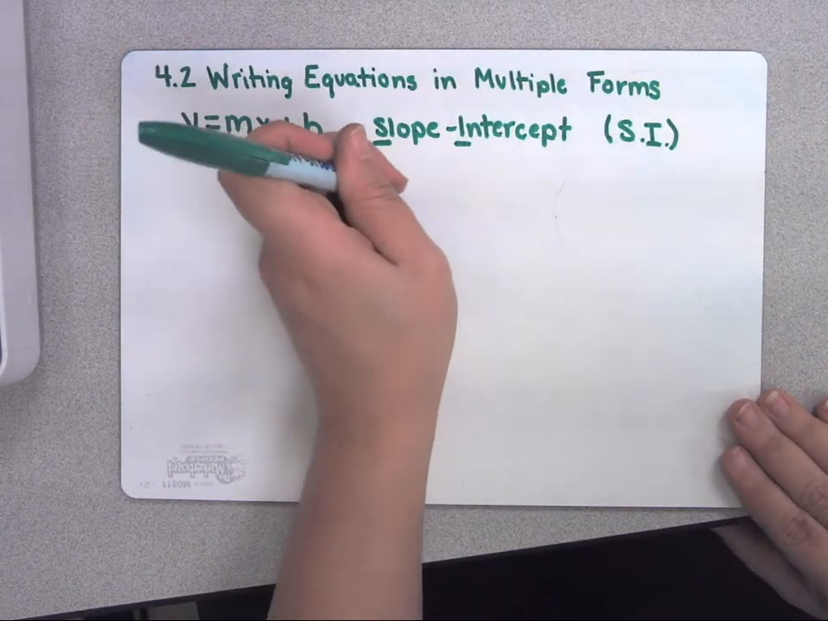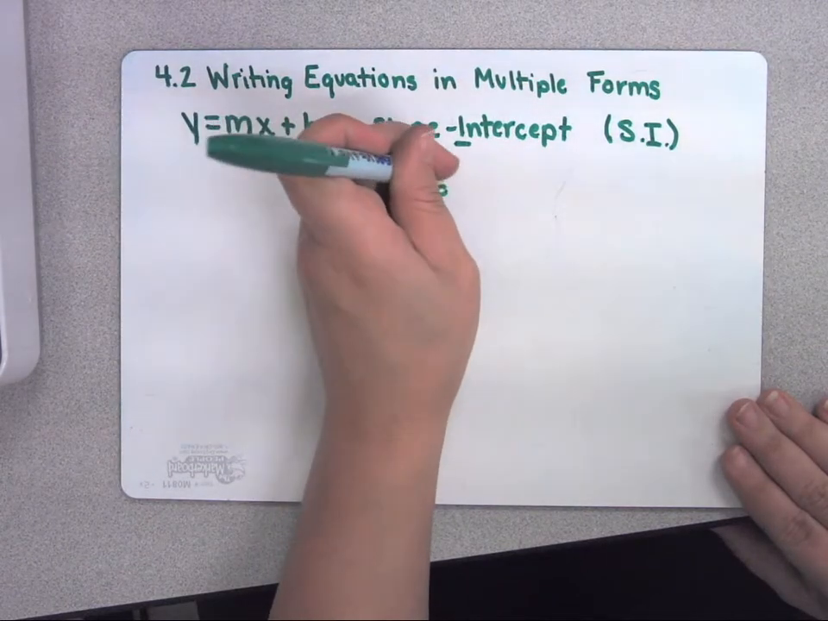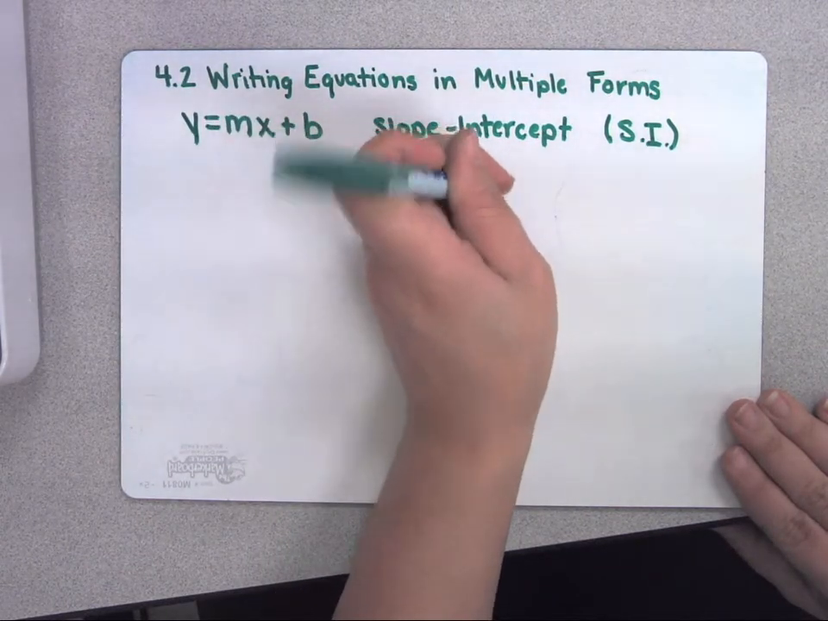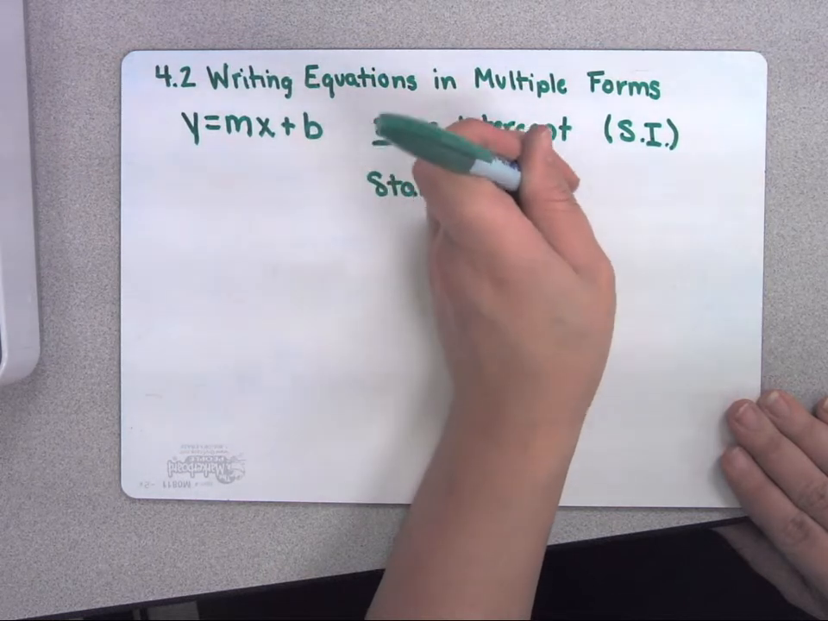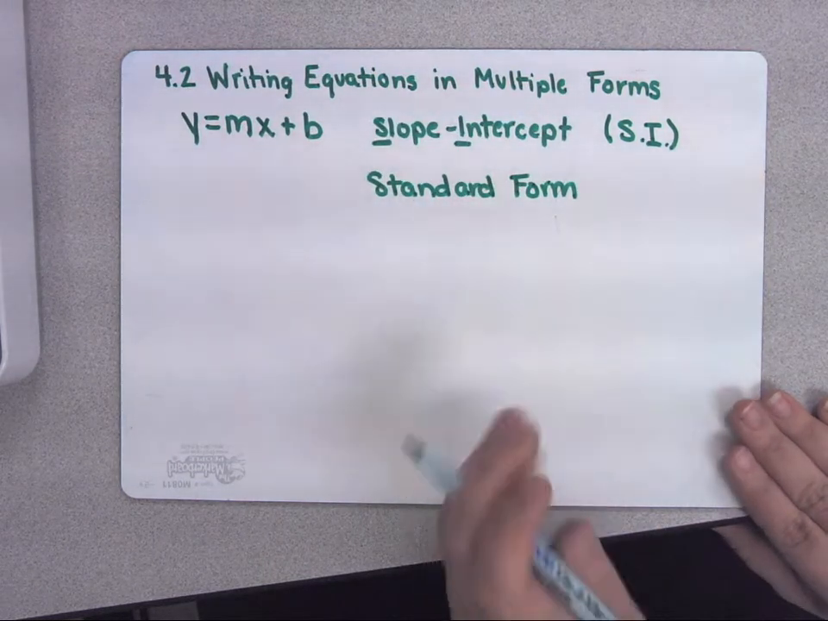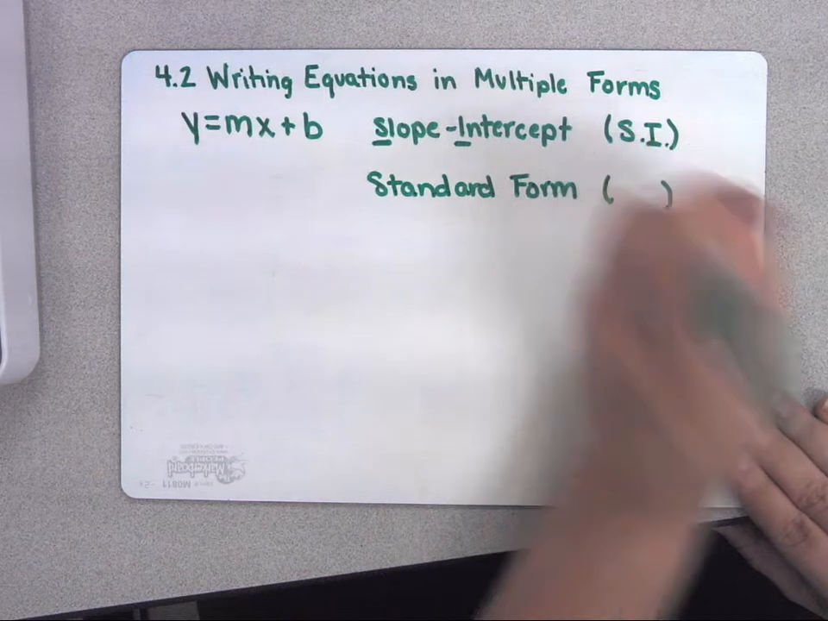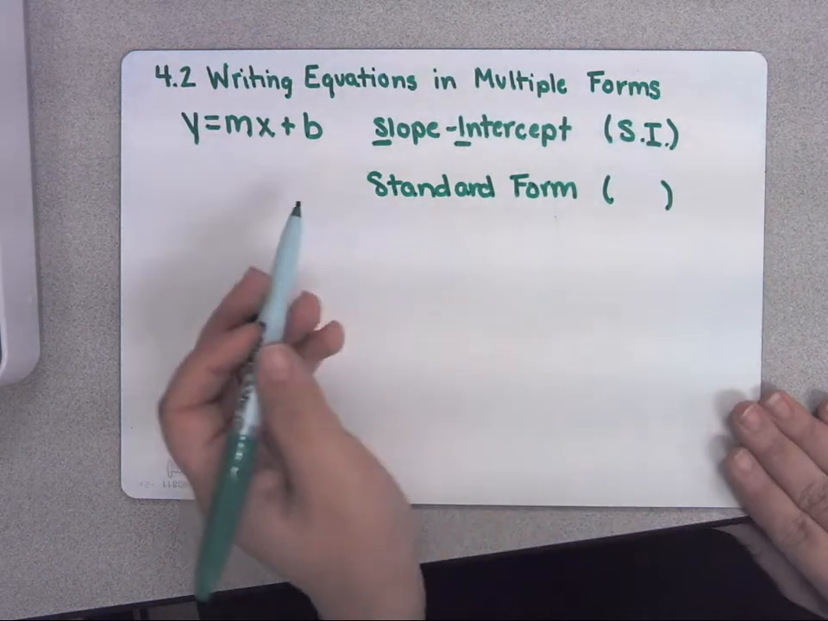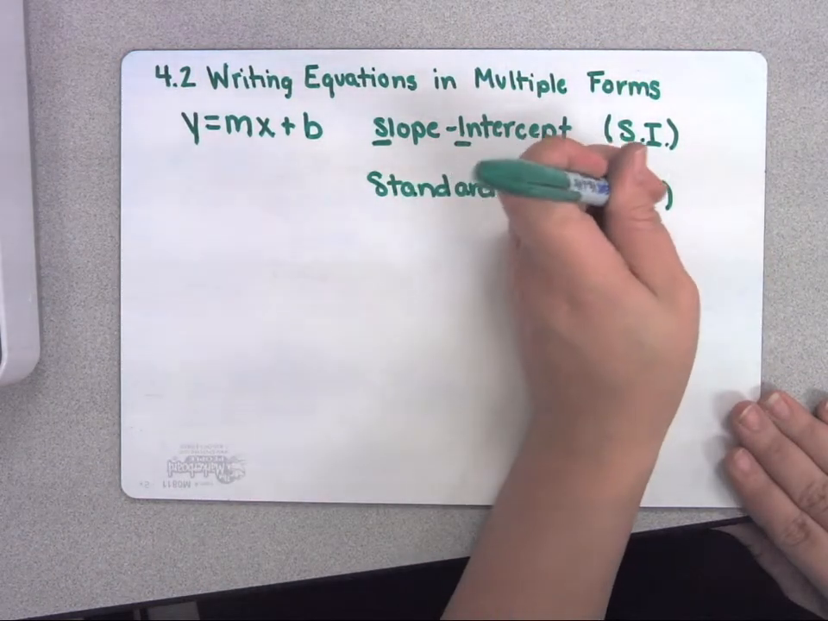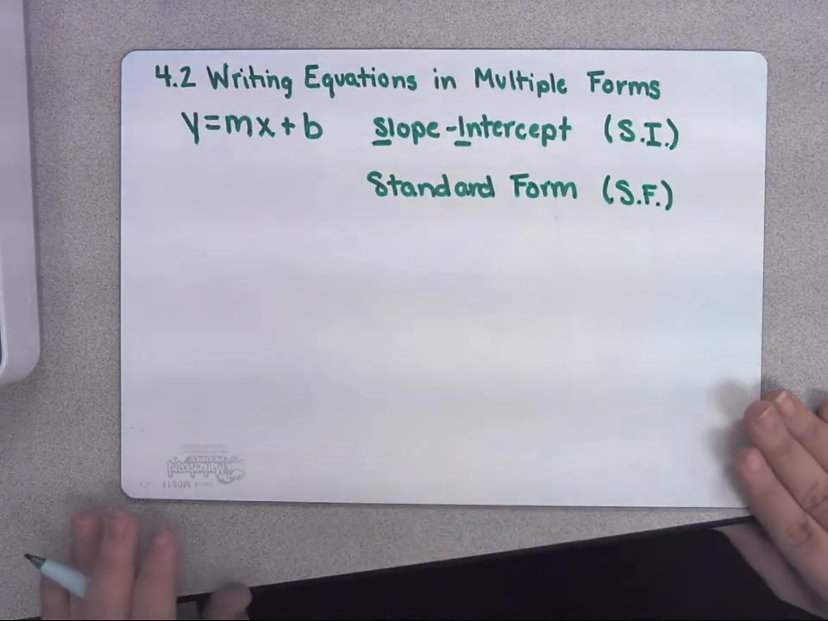Now, Jacoby, the man up front, he mentioned another form. He called it this: standard form. So first off, what do you think I'm going to abbreviate that as? SF, right? First 2 letters, first letter of each word, right?